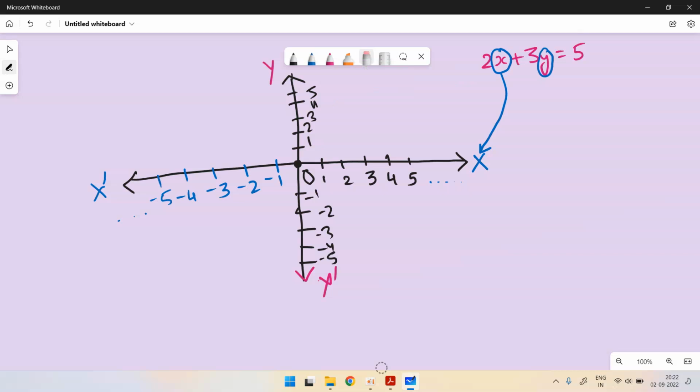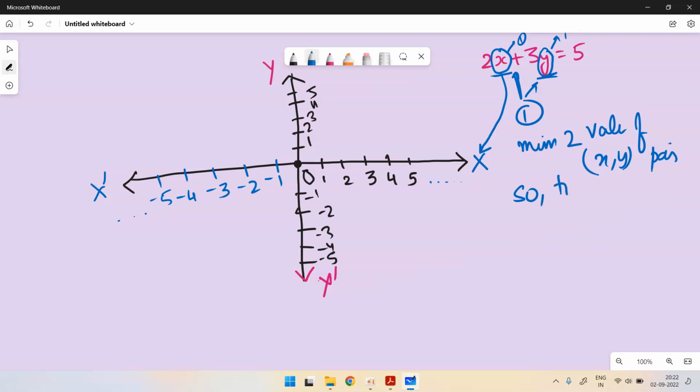Now, see, one of my solutions was this. This is 2x plus 3y. Since this is a linear equation, linear equation means the power of both x and y is 1. You can see that from here, this power is 1 and 1. So you need a minimum of two x y pairs to draw or plot the line on a graph.